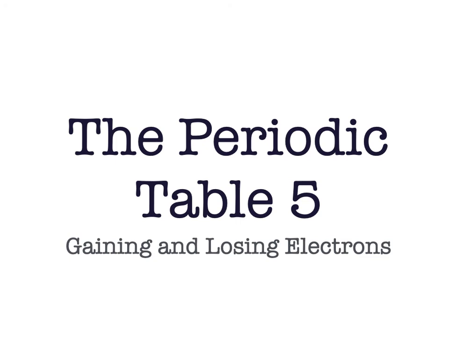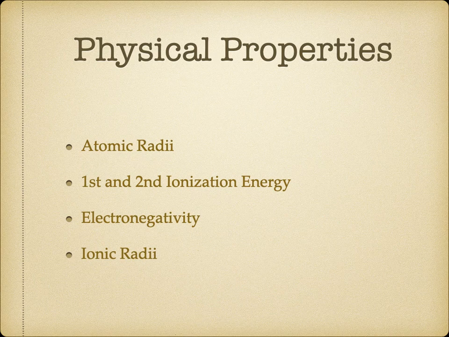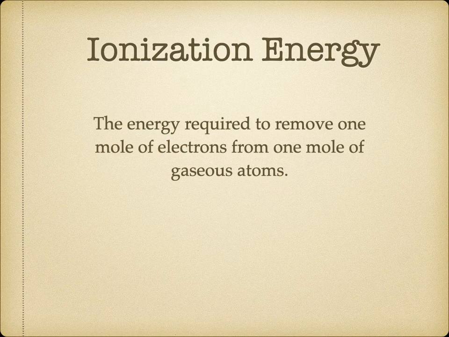All right, let's get back to talking about trends in physical properties on the periodic table. In the last video, we looked at atomic radius, and we looked at a couple of different concepts as to why the trends in atomic radius are what they are, namely nuclear charge, electron shielding, and effective nuclear charge. Now what we're going to do is look at the concept of ionization energy.